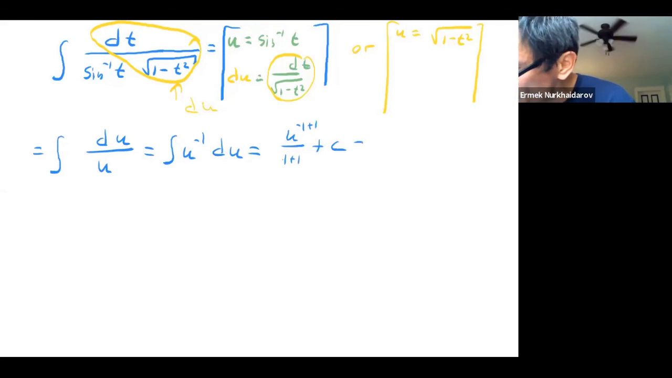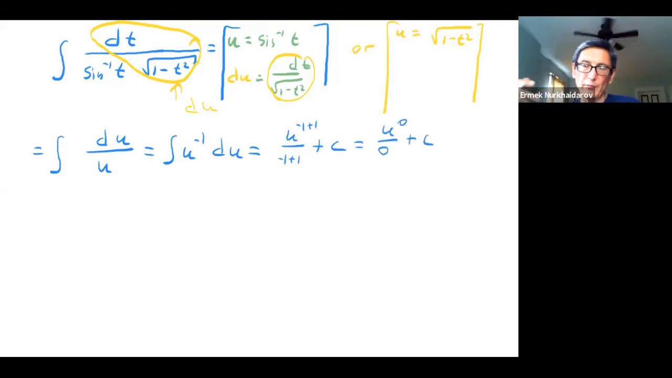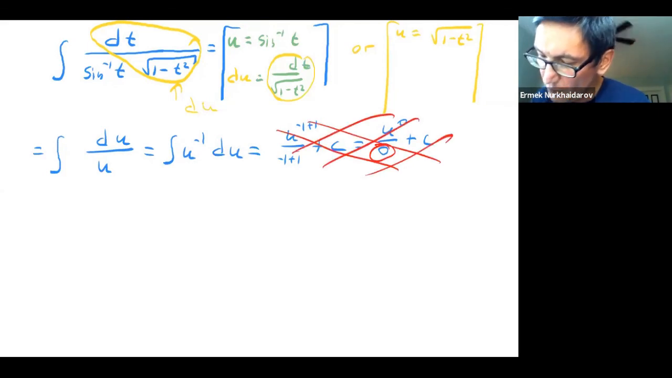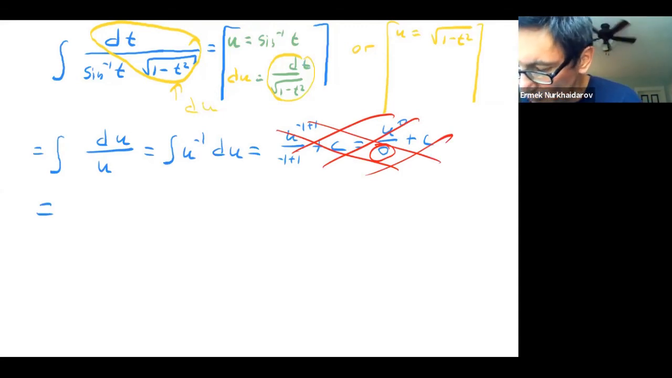So every time you run into a problem and you end up dividing by 0, you immediately realize something is wrong. You cannot divide by 0, so cross it off. And then you recall that the antiderivative of 1 over u is the natural log of the absolute value of u, which you better memorize. That should sound familiar. U to the negative first is 1 over u. That's a special case. Do back substitution.